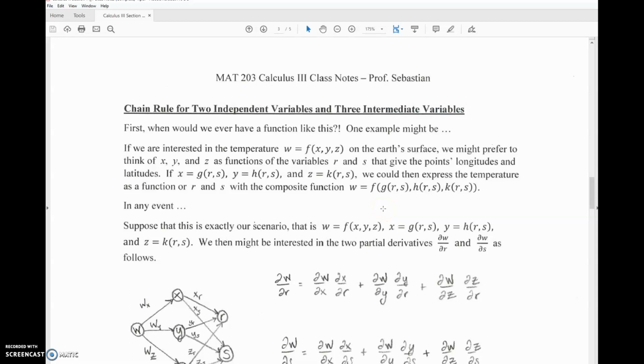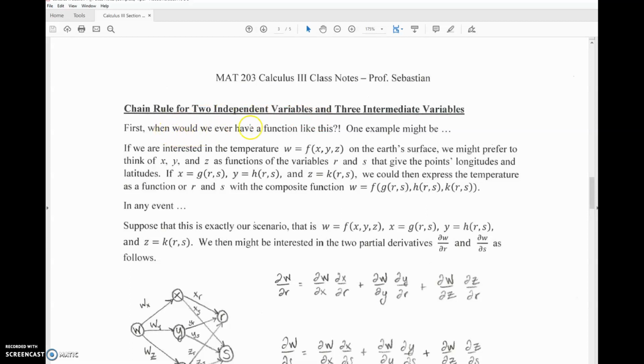Okay, welcome back to our Calculus 3 class notes. We're now on page 53 in section 14.4, and we're looking at the chain rule. On this page, we're looking at the chain rule for 2 independent variables and 3 intermediate variables.